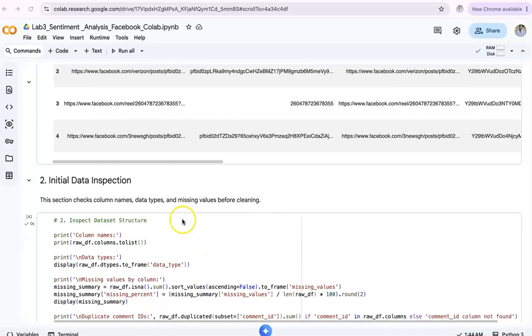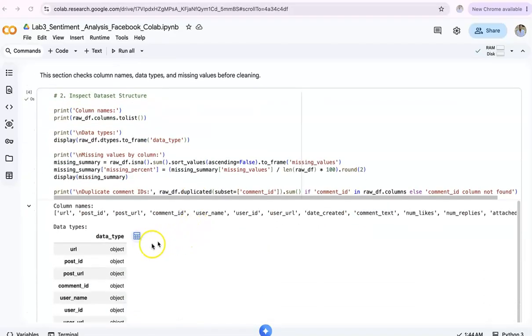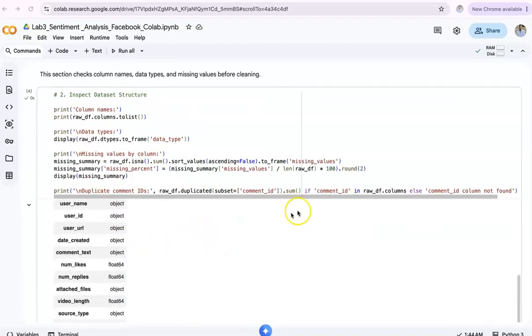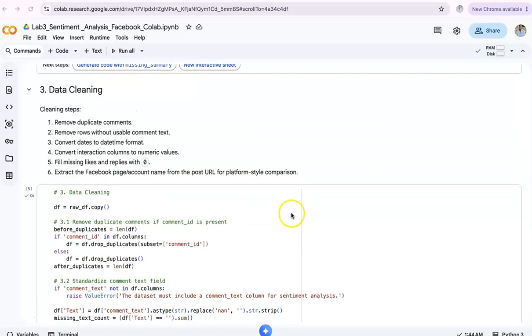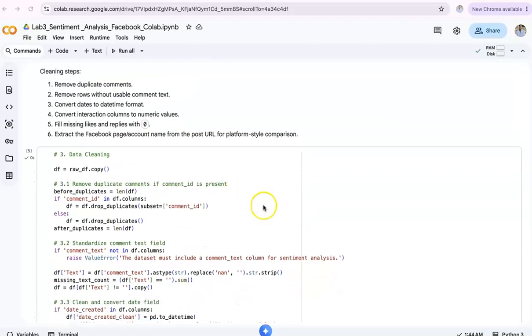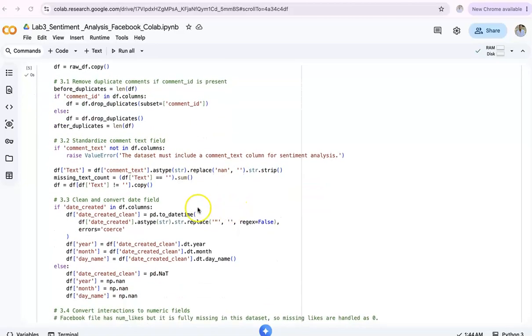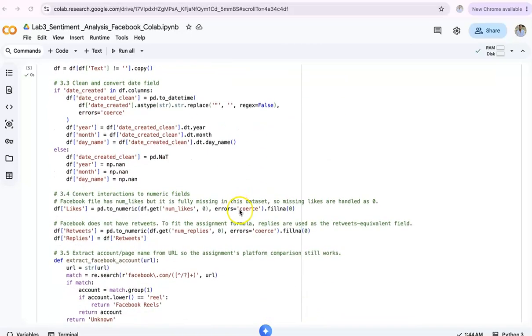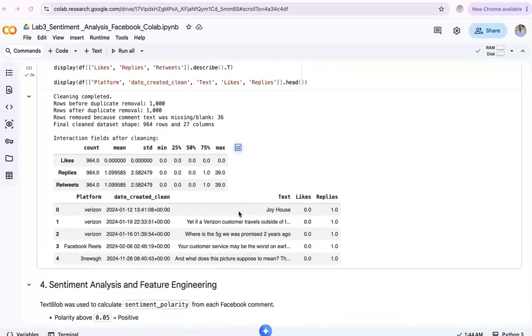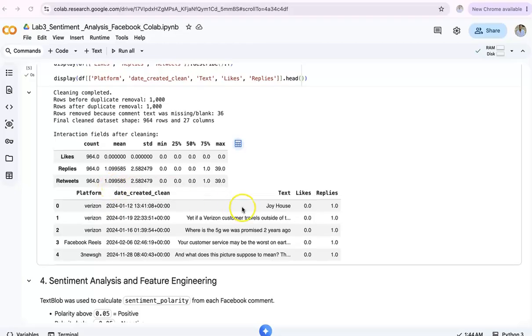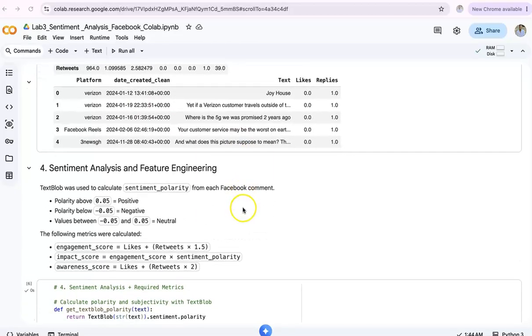The next phase is inspecting the data to see the various data types. Once this has been completed, I proceeded with cleaning the data, and for data cleaning, I removed duplicate comments if the comment ID is already present. Next, I standardized the comment text field. I also cleaned and converted the date field. So after doing all this cleaning, we have the output over here. I proceeded with sentiment analysis and feature engineering.